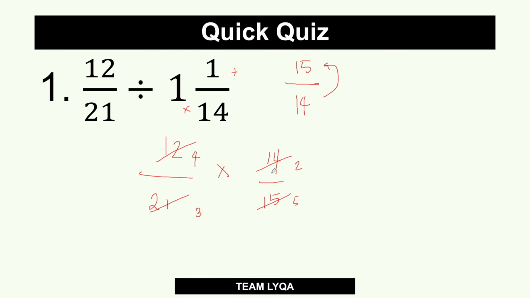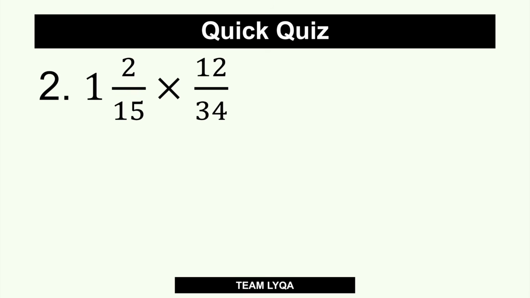Okay? Now, let's check. Meron pa ba akong ibang pwedeng i-cancel? Wala na, right? Kasi yung 3 hindi na pwede sa lahat. 5 hindi na pwede sa lahat. So, in that case, we can just multiply them across. 4 sa 2. 4 times 2 is 8. Over, and then 3 times 5 is 15. So, the answer would be 8 over 15. Okay? Alright, so number 2 tayo.